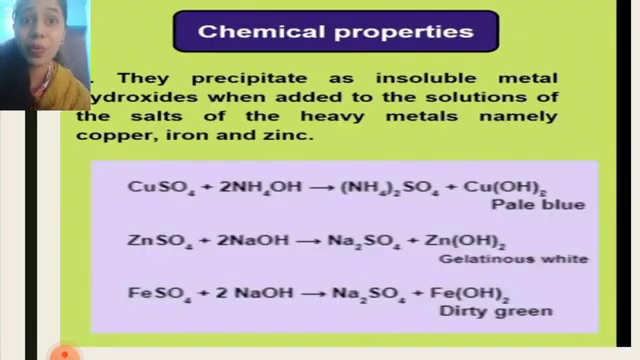Next, chemical properties. It's one of the most important concepts, at the application level. If you want to find the presence of copper in any substance, we use a base such as ammonium hydroxide. Copper will be precipitated as a pale blue color, and also zinc sulfide.